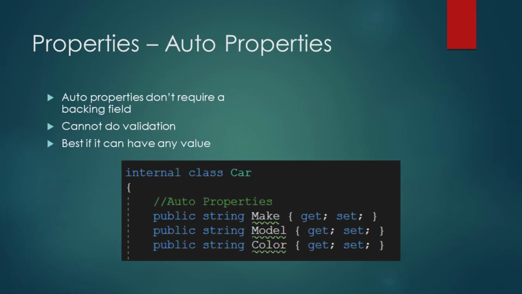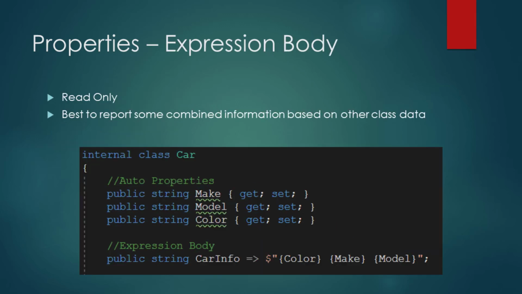Next, we have auto properties, which are the variables themselves and do not have a backing field. An auto property doesn't allow you to have any validation, and without a backing field, there's no additional variable that you have to keep track of. So, going back to our car example, our make, model, and color string properties are just accessible and can be used as is.